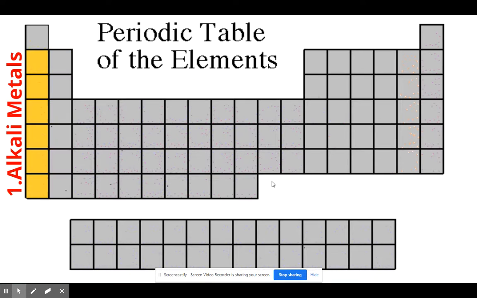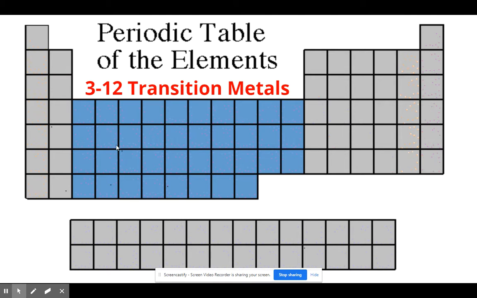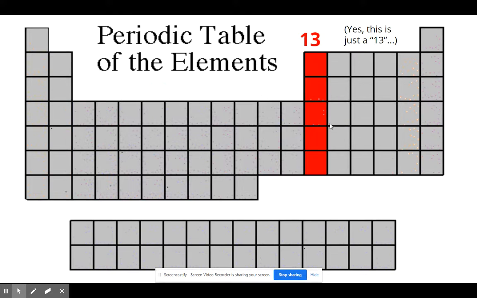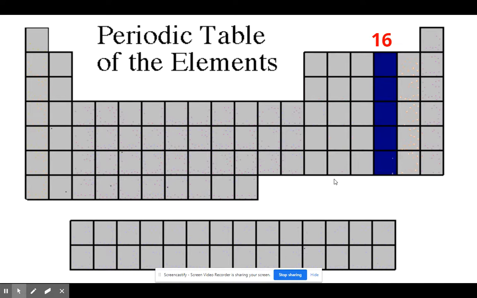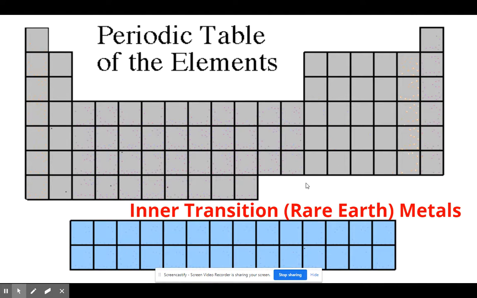How do you tell them apart? Group 1, alkali, has one word, alkali. Group 2, alkaline earth, has two words. 2 words, group 2. Alkaline earth metals. These groups in the middle here are called the transition metals. Then this is a 13, this is a 14, this is a 15, this is a 16. And those are called the halogens. So 17 has a name, as does 18. 18 are called the noble gases. So go ahead and get those in your notebook. You will need to know those.